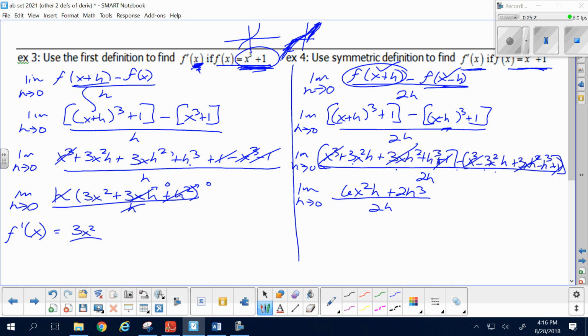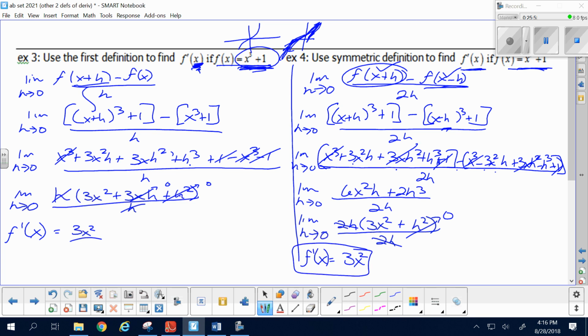All that over 2h. Let's clean it up by factoring and canceling. If we factor out a 2h in the numerator, then we'd be left with 3x squared and an h squared. If those two h's divide away, we have the limit as h goes to 0 of 3x squared plus h squared. Well, if h goes to 0, then h squared goes to 0, and all that's left standing is 3x squared. That's the derivative. Same result as before, which should absolutely happen.